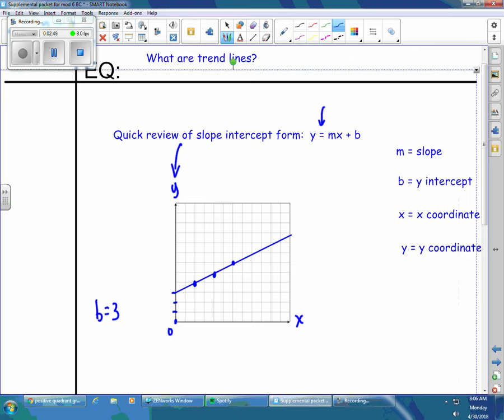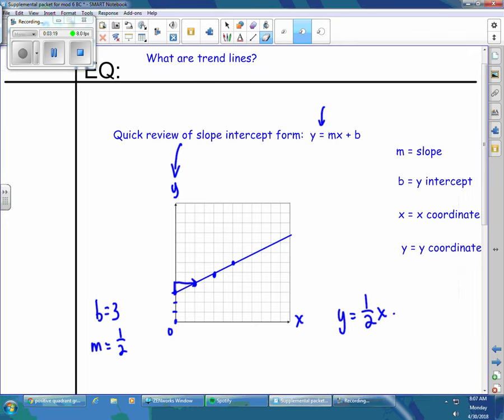So if those are points where my line is crossing integer coordinates, I can count my rise over my run. So I'm going up 1 and then over 2. So my slope would be 1 over 2. So when I'm writing the equation for this line, I would say y equals 1/2 x plus b. Not plus b, I'm sorry, my bad. Let's fix this. Plus 3. Okay? Plus 3 because that's where it's crossing my y-axis here.